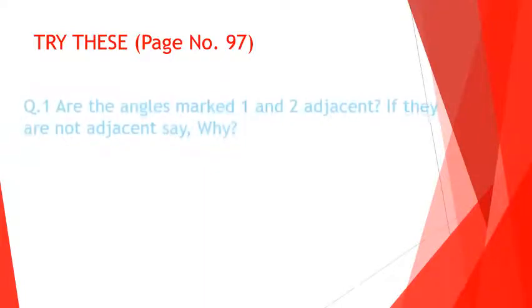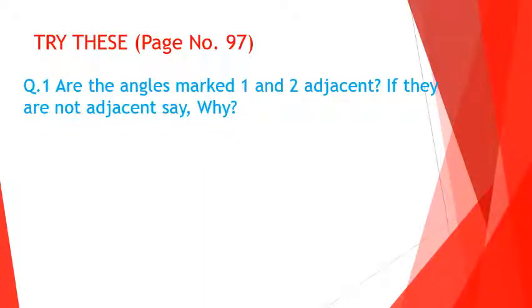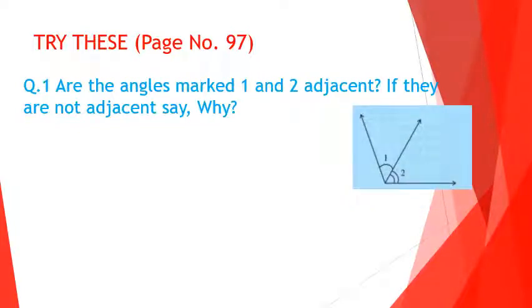Next, we will discuss the try these questions of page number 97. Our first question: are the angles marked 1 and 2 adjacent? If they are not adjacent, say why. The figure is given here. We have to check whether they are adjacent angles or not. Before checking, you should be thorough with the definition of adjacent angles. What is meant by adjacent angles?